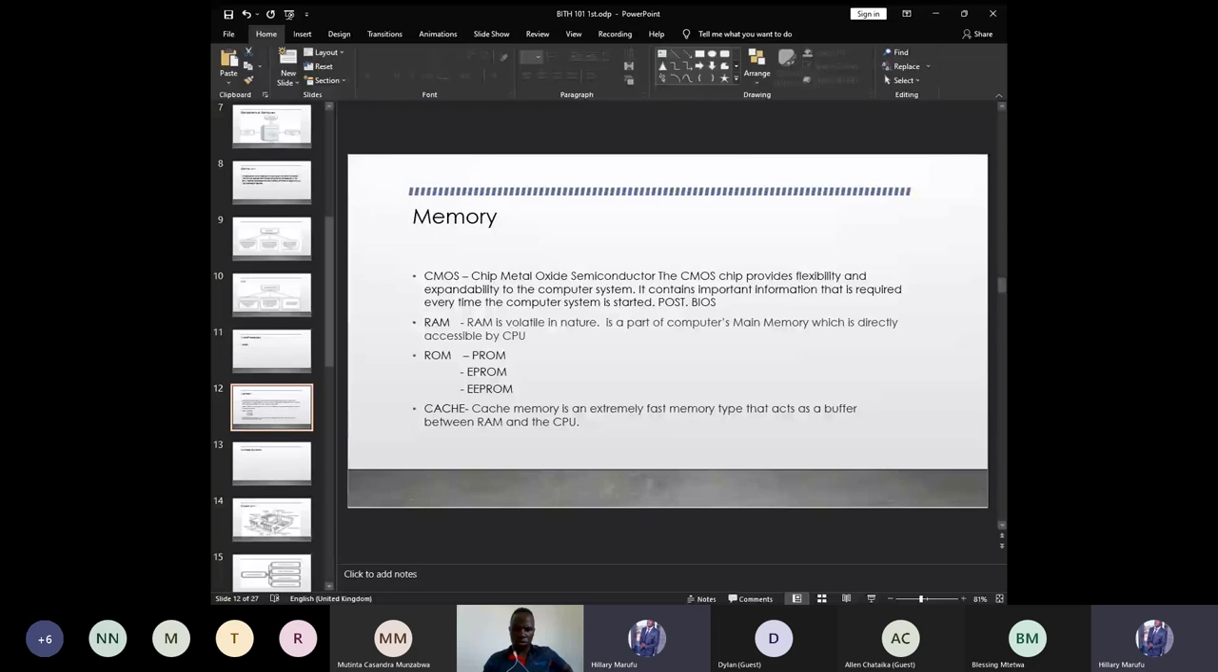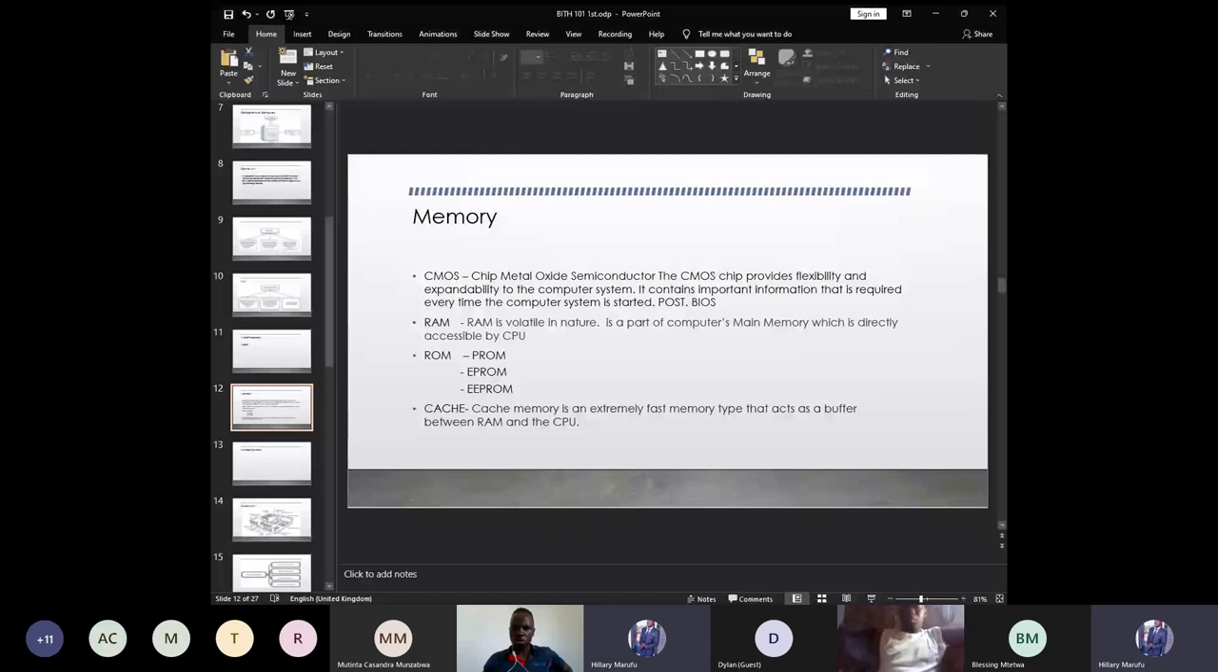But what you now need to know is, what does CMOS do? The complementary metal oxide semiconductor chip provides flexibility and expandability to the computer. Have you ever wondered why when you switch off your computer, the time is still correct 90% of the time? It's because of this. That's where we talked about power-on self-test, and we talked about BIOS in our previous tutorial. So I don't want us to dwell much on that.